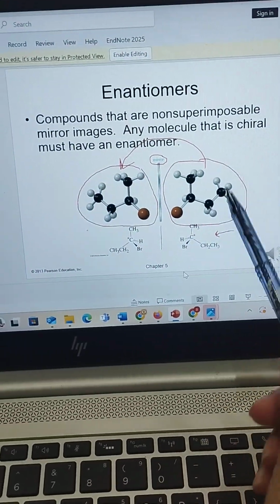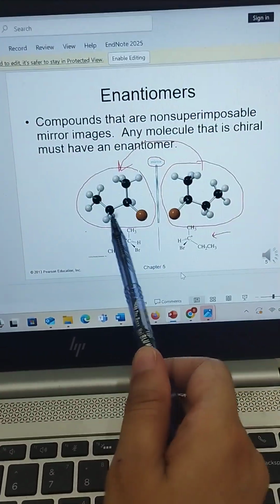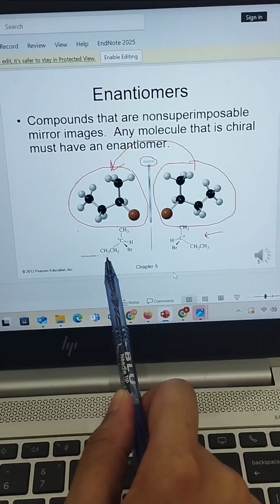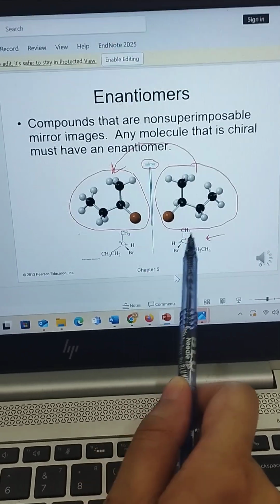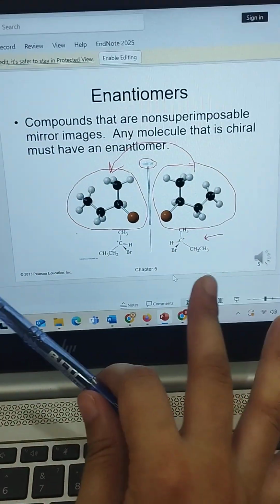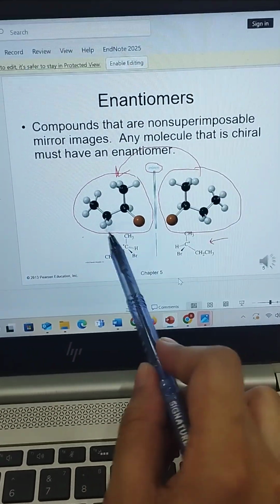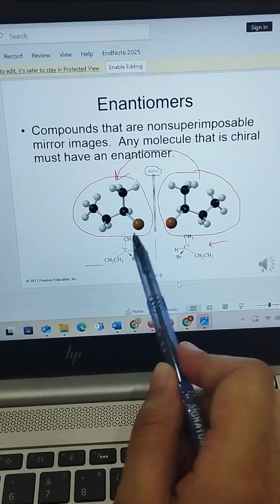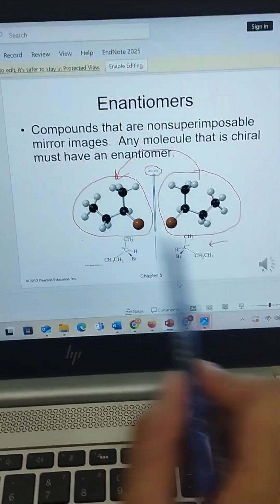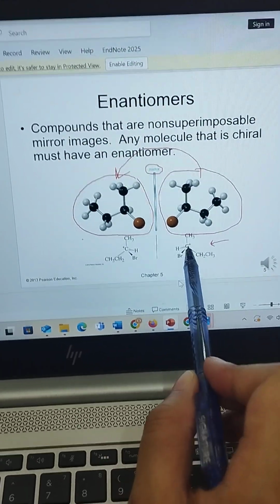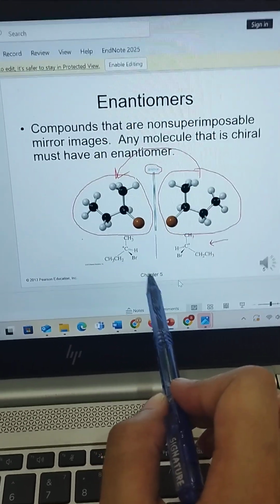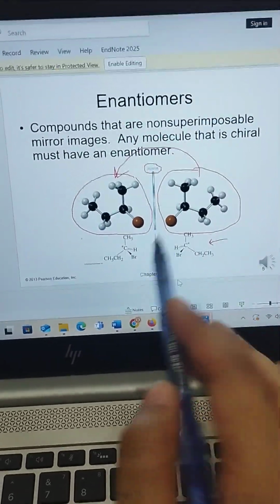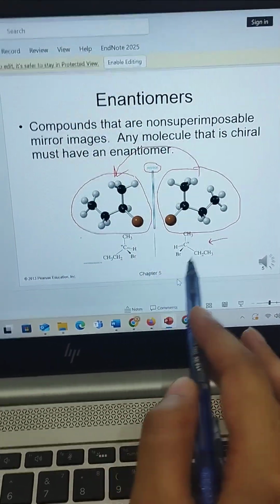If we pick this molecule and try to superimpose it on the original one, we will see that they would not superimpose on each other, and they would be different, although they have the same groups attached: bromine, hydrogen, methyl and ethyl. Though they have the same molecular formula and same structural formula, they are non-superimposable. So we will call them enantiomers.